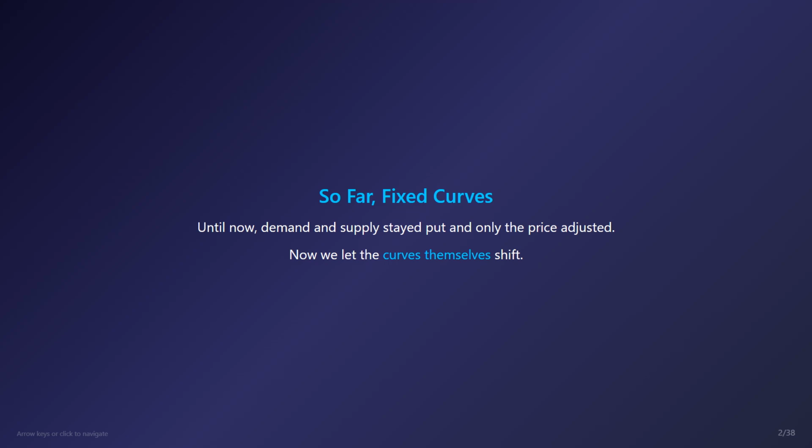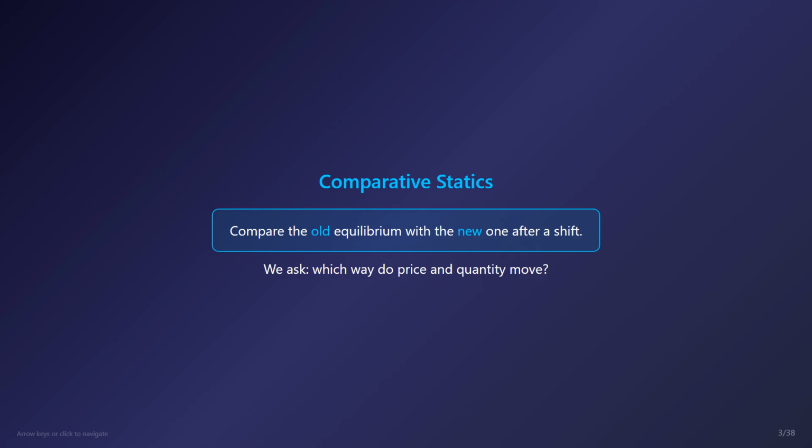Up to now, we kept the demand and supply curves fixed and only let the price slide along them. In this lesson, the curves themselves get up and move, and we watch the equilibrium move with them. The technique has a name: comparative statics. We simply compare the old equilibrium with the new equilibrium after a shift. We're not tracking every twist of the adjustment. We just ask, in the end, which way did price and quantity move?